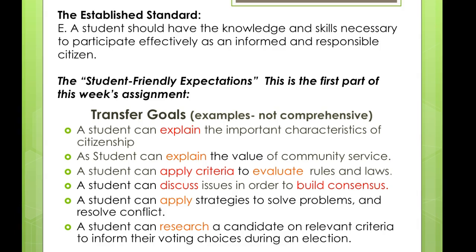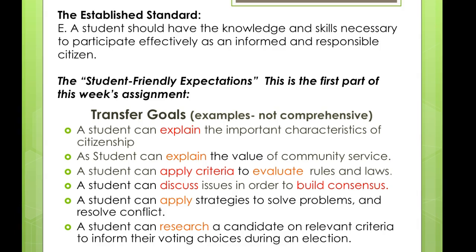So here's the standard. A student should have the knowledge and skills necessary to participate effectively as an informed and responsible citizen. And now we have some transfer goals. A student can explain the important characteristics of citizenship. These aren't objectives. Objectives are much more specific. But they are measurable. All the same, you can see down the road to ways to measure the goals. The idea is that they will be able to be measured, and they're not complex. We've taken them out of their performance indicators in the standard, and we're getting more specific.